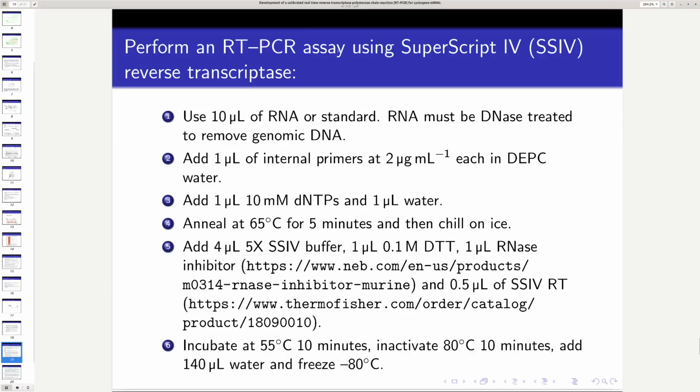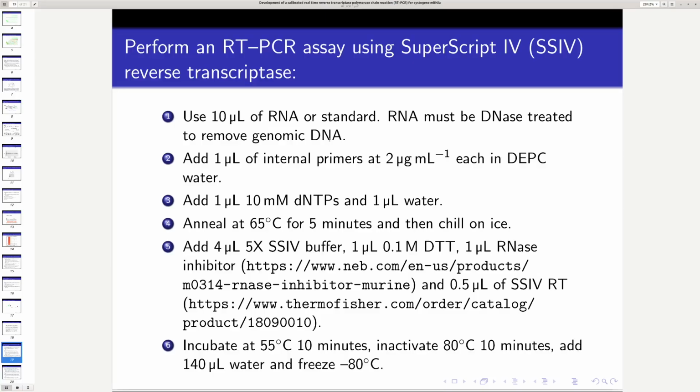So now you've got to do a reverse transcriptase assay, and we use SuperScript 4 reverse transcriptase. We use about 10 microliters of RNA or standard, and if the RNA is from an animal or a human being, it must be DNased to remove genomic DNA, because some of these TaqMans haven't been made across intron-exon boundaries. They would pick up genomic DNA.